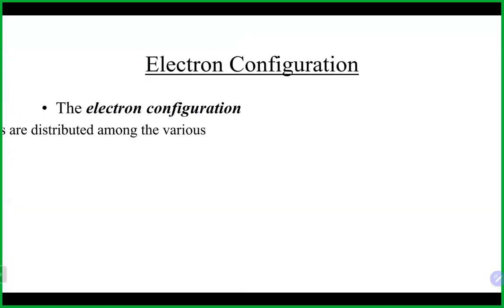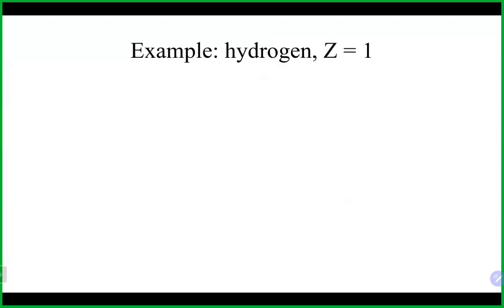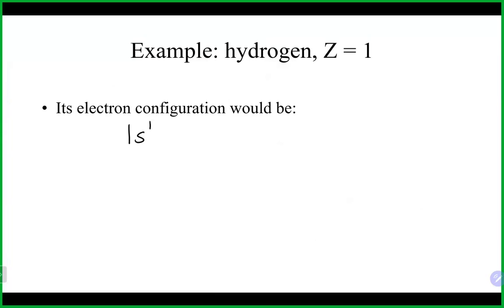And what we would write then is the electron configuration: 1s1. And the 1 in the front is the principal quantum number. It's the energy level. That's that n number. And it's basically the energy level.